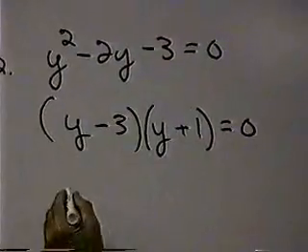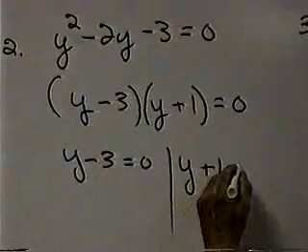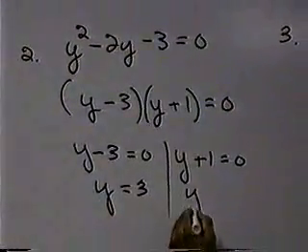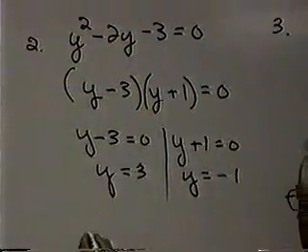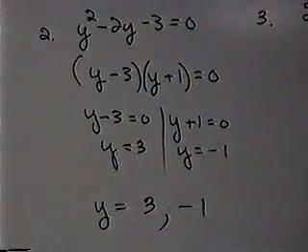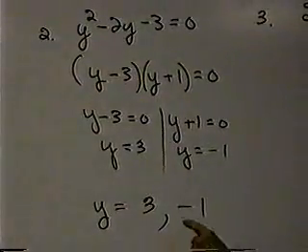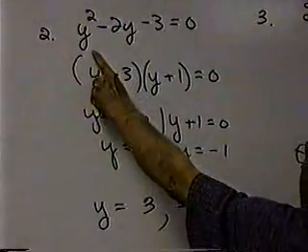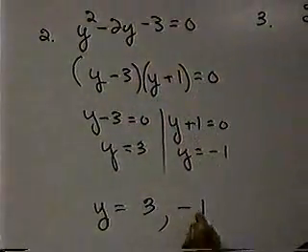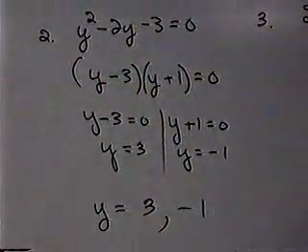So setting each factor equal to 0 and solve. Moving the 3 across, we get 3. Moving the 1 across, we get a minus 1. Therefore, the answer is y is equal to 3 and minus 1. Well, let's see if that checks. If I go back to the original problem, I would have 9 minus 6 minus 3, correct. If I put a minus 1 in there, I'd have a positive 1 plus 2, checks.